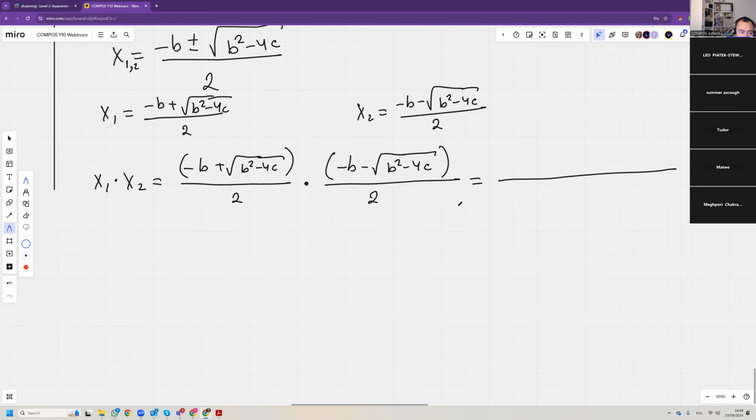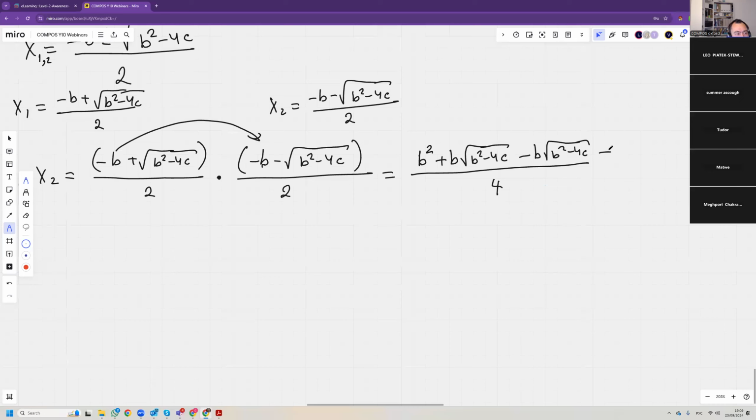If you know how to multiply fractions, the bottom is 4. So you multiply them out. Minus b times minus b is b squared. Minus b times root is plus b root b squared minus 4c. Plus, well, minus b square root b squared minus 4c. It's sometimes called FOIL. You multiply that out. And then minus square root of b squared minus 4c, squared.